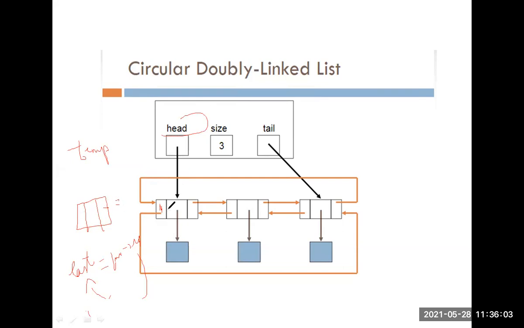Next, the left link contains this node address. So this is first. So first of left link equal to temp. And this last node contains the address of the first node. So here last is stored, so last of right link contains this temp address. So last of right link equal to temp. And temp of left link equal to last.